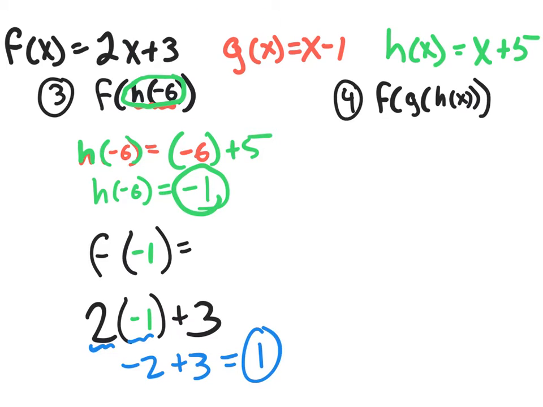So let's begin with the g of h of x. So g of h of x is really taking the green and plugging it into the red. So I'm going to rewrite the red one. The red one is x minus 1, and in those parentheses I'm going to put that x plus 5.